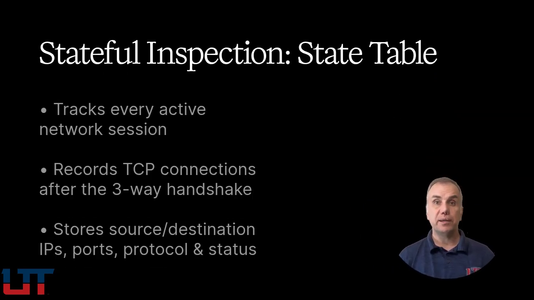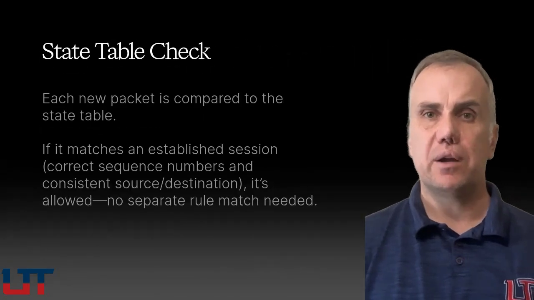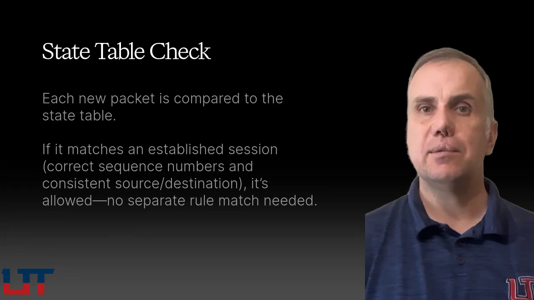for the right boundary. A stateful inspection firewall maintains a state table, a record of every active network session. When two devices establish a TCP connection through the firewall, completing that three-way handshake, that session is recorded in the state table with its source IP, destination IP, ports, protocol, and connection status. Every subsequent packet that arrives at the firewall is checked against the state table first.